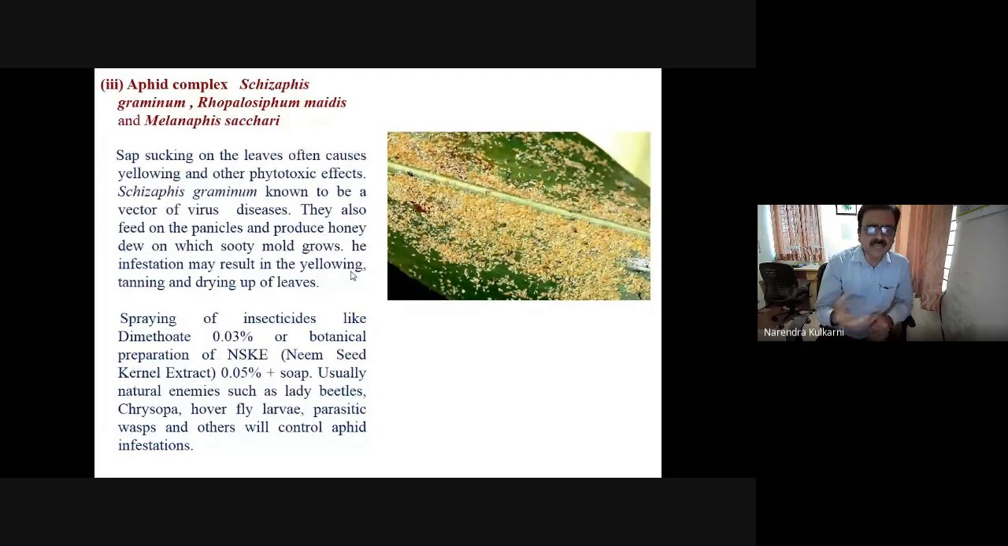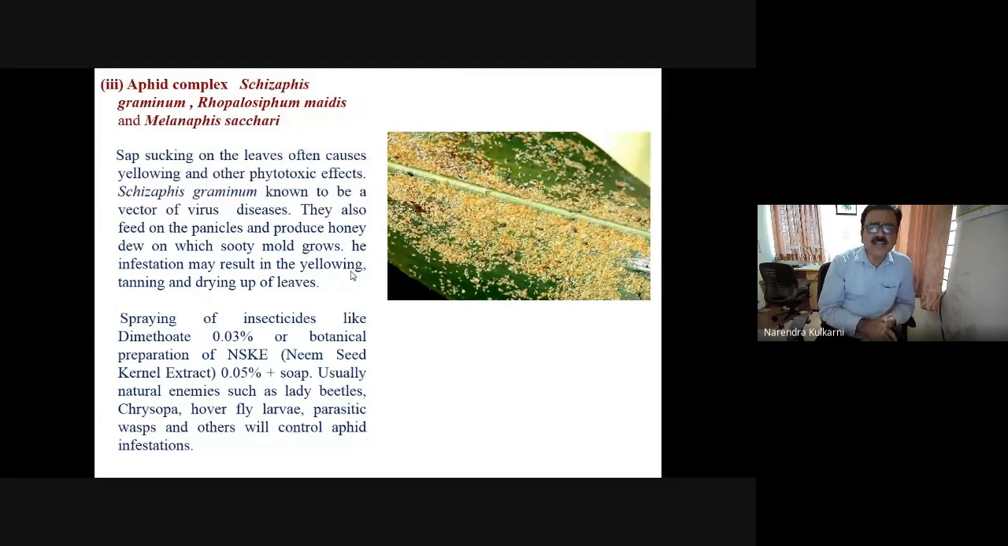Otherwise, we have alternate methods like neem-based formulations. We can spray azadirachtin or neem seed kernel extract. They are very effective, and with ready-made neem formulations you just spray at 2 ml per liter to help manage these aphids. We also have several entomopathogens for the management of aphids, especially spraying Verticillium, with which we can control these aphids very effectively. Plenty of natural enemies may also naturally take care of these aphids: ladybird beetles, chrysopa, hoverfly, parasitic wasps, and others.